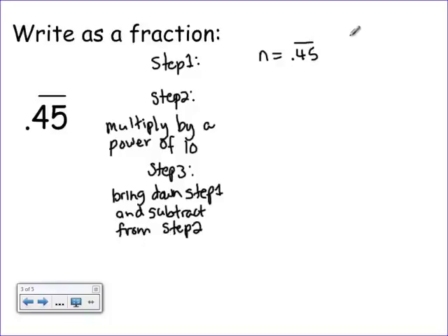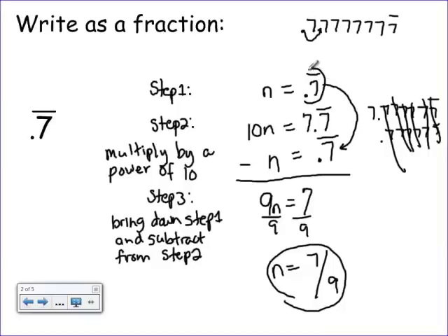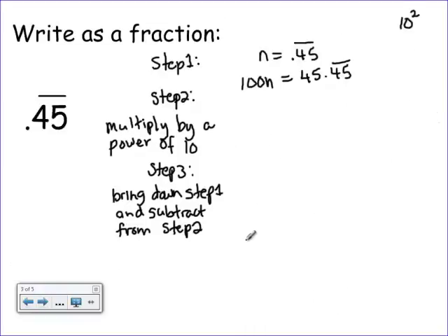Step 2, multiply by a power of 10. Well, I'm going to multiply by 100. And if you're sitting there going, wait, how come you're multiplying by 100 now, and the last one you multiplied by 10? Well, it's really simple. How many numbers do you see repeating here? 1, 2. So I multiply by 10 to the second power. That's how I got 100. On the previous page, how many numbers did you see repeating? Just 1. So I multiplied by 10 to the first. And if I had 3 numbers repeating, I'd multiply by 10 to the third.